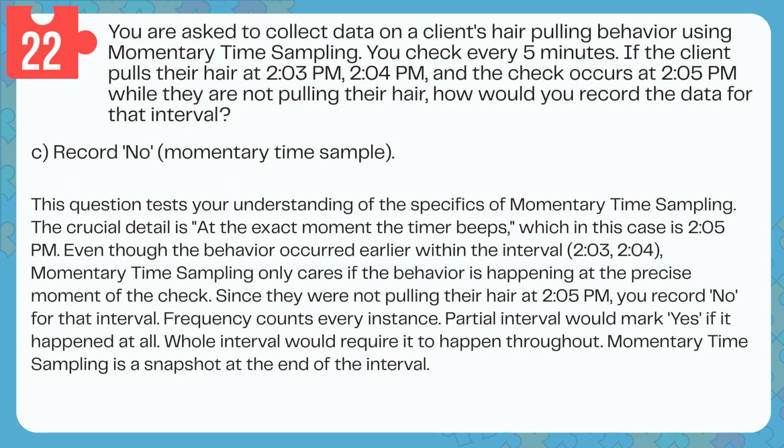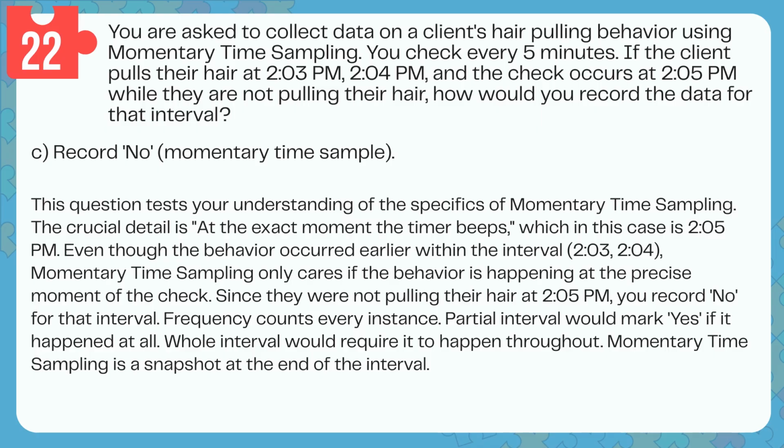Answer: C. Record no. Momentary time sample. This question tests your understanding of the specifics of momentary time sampling. The crucial detail is at the exact moment the timer beeps, which in this case is 2:05 p.m. Even though the behavior occurred earlier within the interval, 2:03 to 2:04, momentary time sampling only cares if the behavior is happening at the precise moment of the check. Since they were not pulling their hair at 2:05 p.m., you record no for that interval.